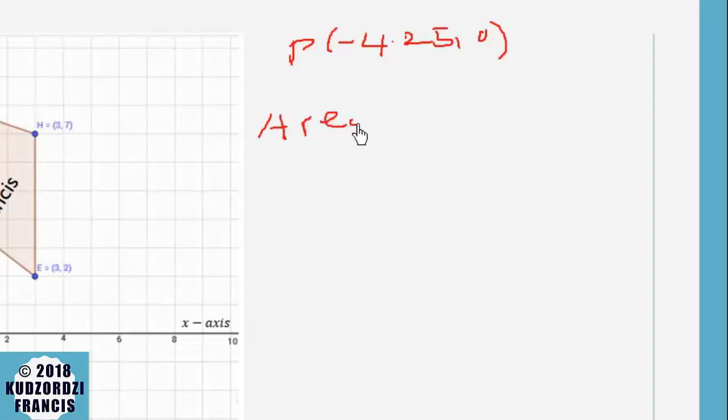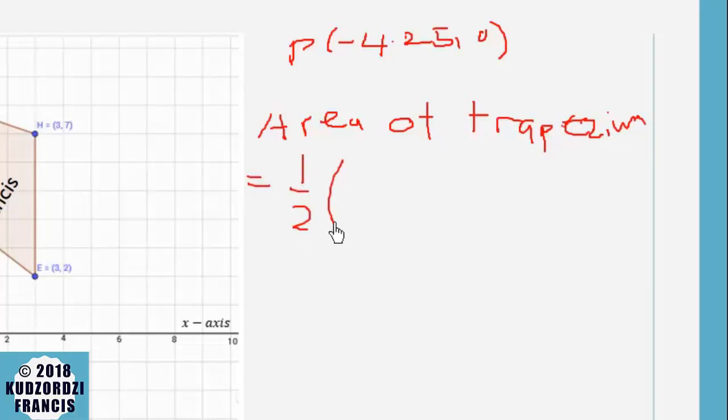So area of a trapezium. You know the area of a trapezium is equal to half times the sum of parallel sides times the perpendicular height. Half times sum of parallel sides times the perpendicular height.